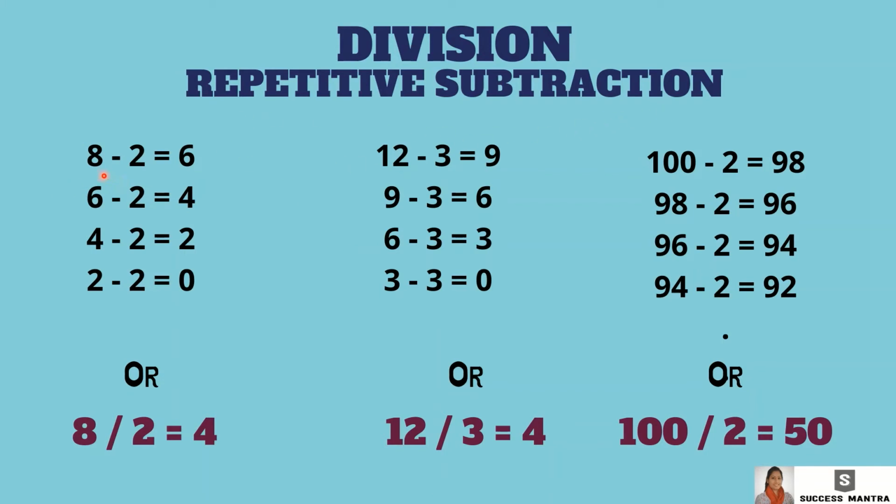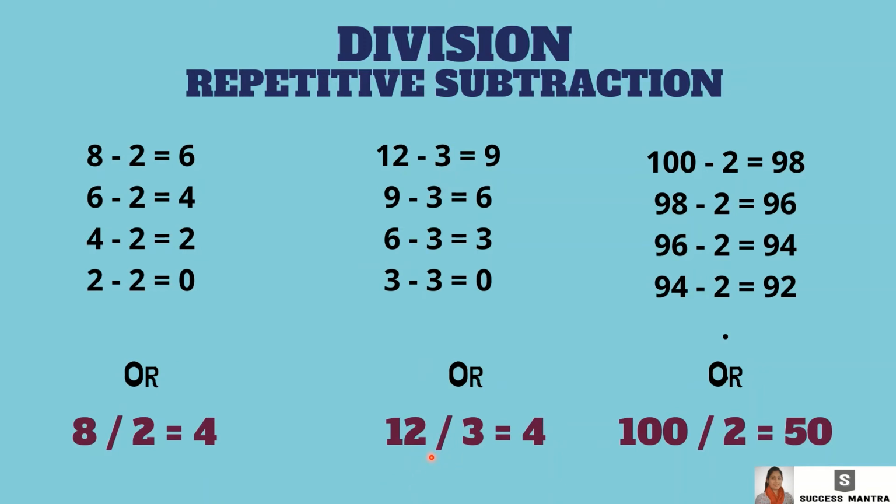So if we have a total of 8 and if we want to give 2 to each of the friends, how many friends can we share with? We will subtract 2 from 8 multiple times until the result becomes 0. Or you can do it simply like 8 divided by 2 will give 4. If you have a total of 12 and you want to give 3 to each friend, then how many friends can you share with? Just divide 12 by 3.